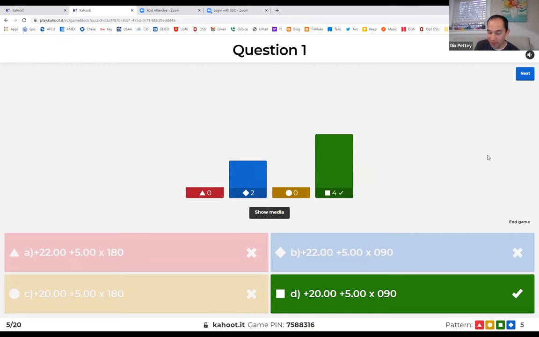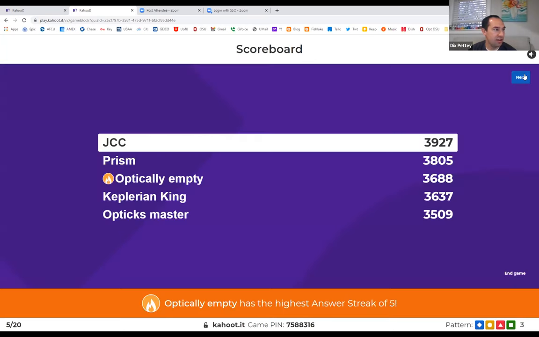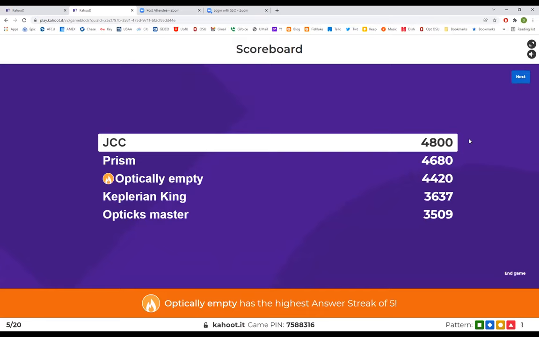So looks like a couple of you got fooled by the working distance. Let me see if I can tell who actually. All right. Who is JCC? That's me. Nice. Optics master. Jennifer, can you explain why the answer is D and not B? Sure.